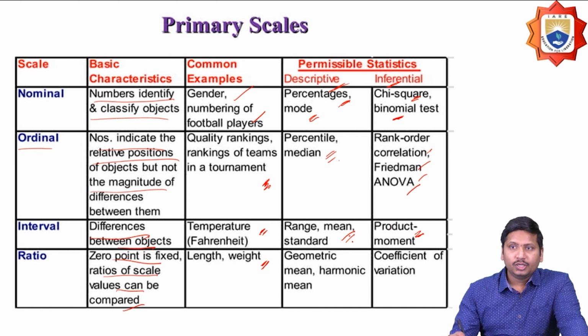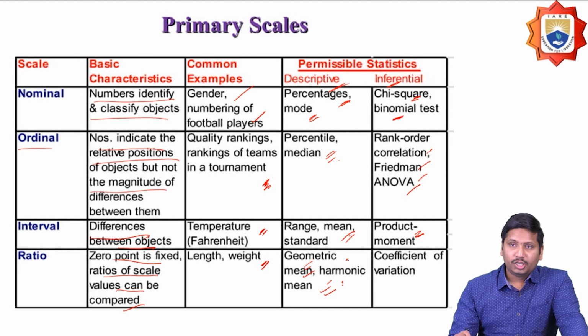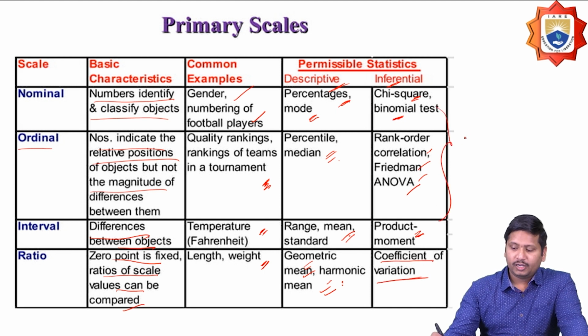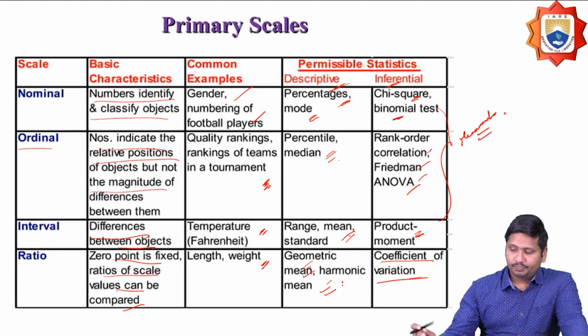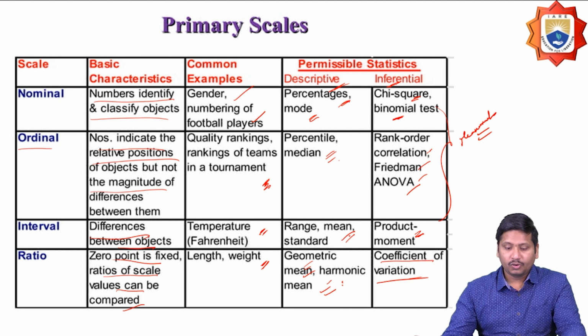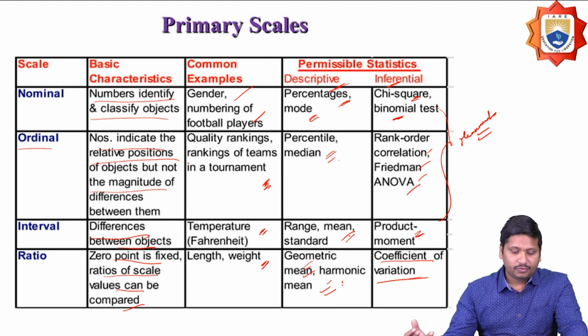For the ratio, we're able to perform the geometric mean and harmonic mean. So these two are performed on the descriptive ratio scale, whereas for inferential we are able to perform the coefficient of variance. So these are some of the different measurements we're able to perform. Okay, so those are the different types of measurements we can perform.